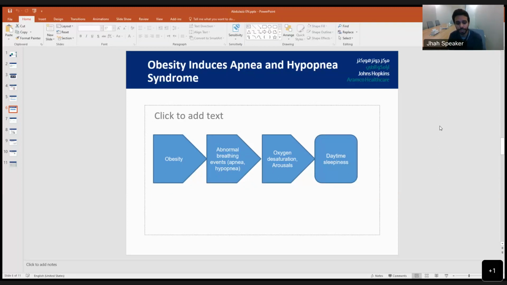So if the patient has multiple events of oxygen desaturation and arousals, this will affect his daytime sleepiness or nighttime sleepiness. So the patient will not have enough or good quality of sleep during the nighttime, and the patient will tend to sleep more and more during daytime.